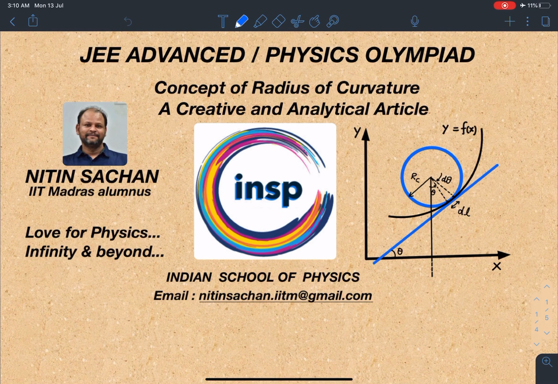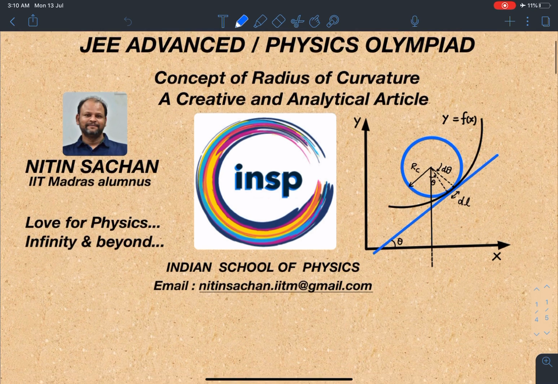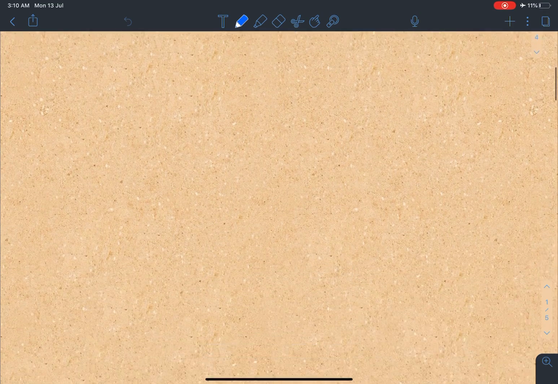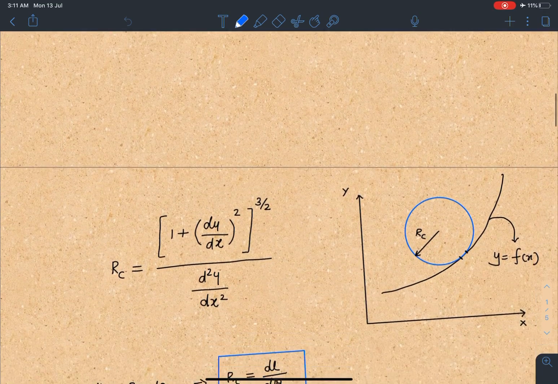It is based on radius of curvature. So in this video we are going to derive the radius of curvature formula, the very famous one, and we'll be discussing some geometrical aspect of radius of curvature. So let's start today's video. The first part is basically the derivation of this formula.